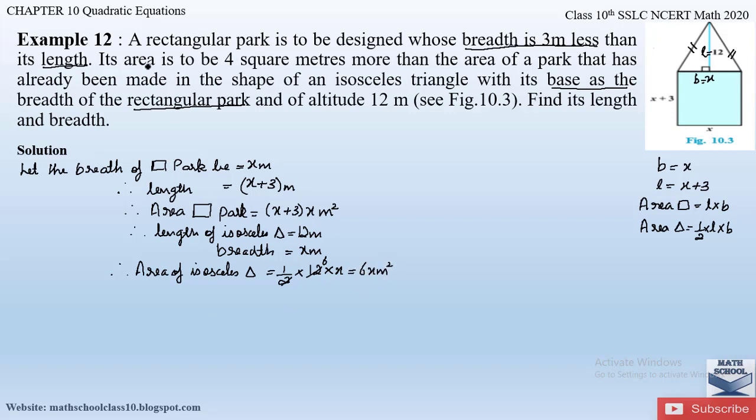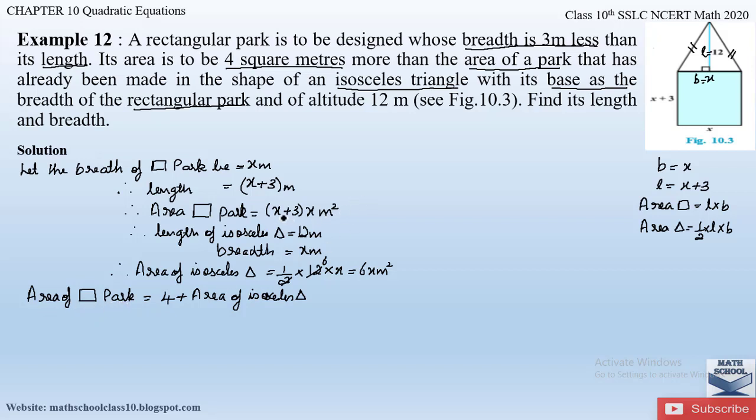Now from the question, if you read, the area of the rectangular park is 4 square meters more than the area of the isosceles triangle. So let us form the equation like this: the area of the rectangular park is 4 more than the area of the isosceles triangle, right? Let us substitute here the area of the rectangular park.